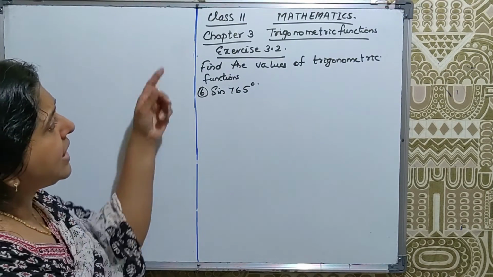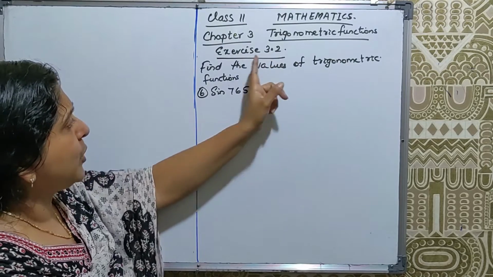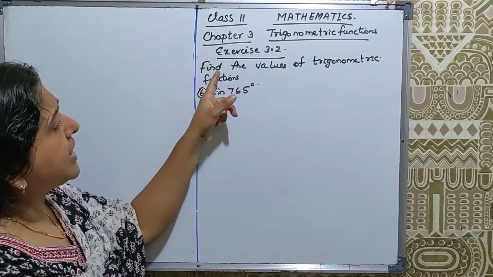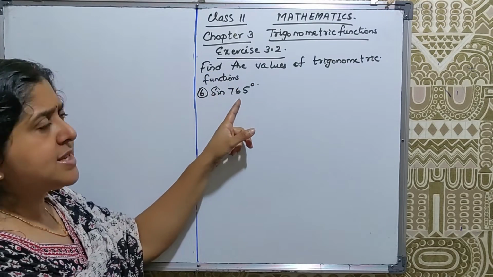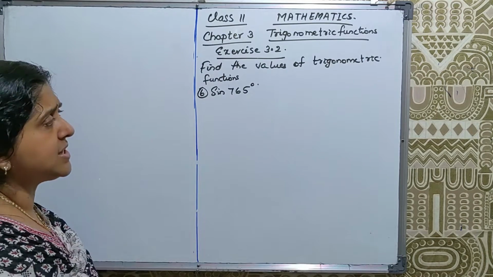Hello children, we are doing class 11 mathematics, chapter 3 trigonometric functions, exercise 3.2, question number 6. Till 5 we completed already. So find the values of trigonometric functions. Sine 765 degree. We have to relate it with the sines actually.